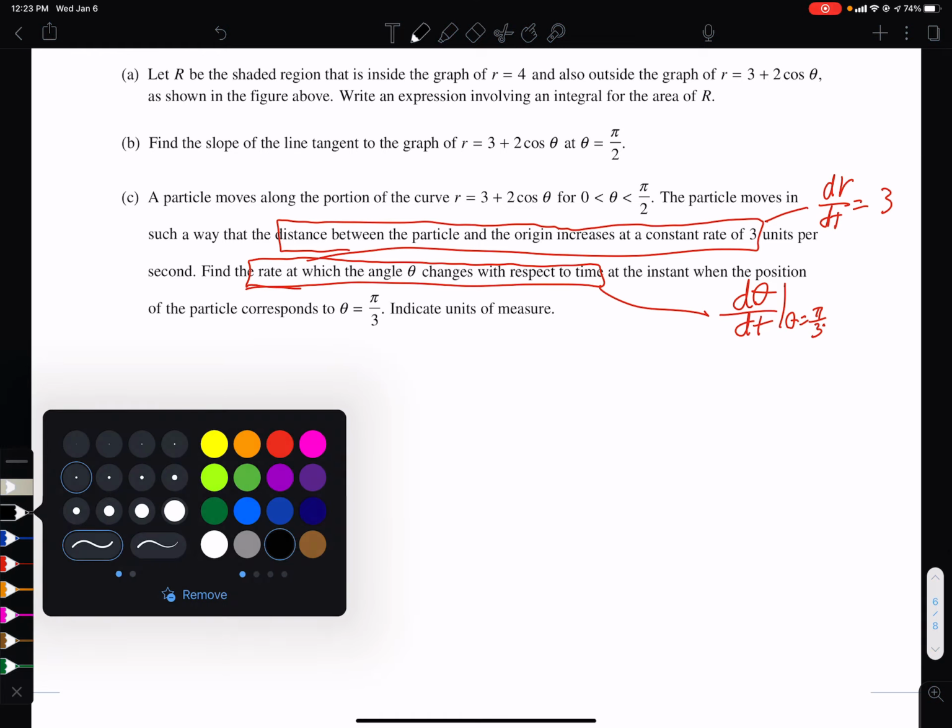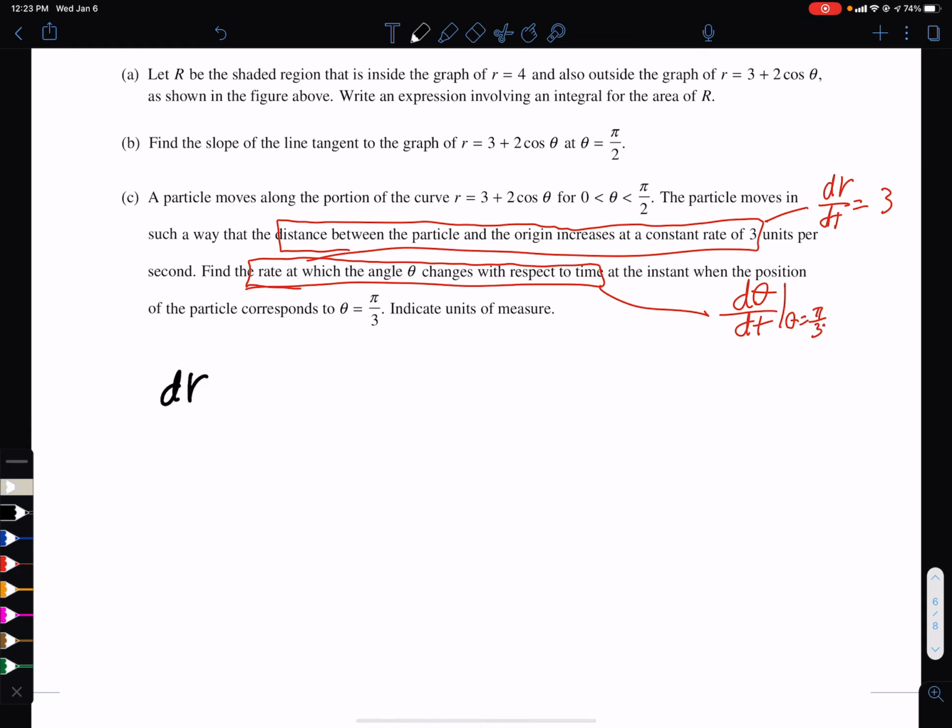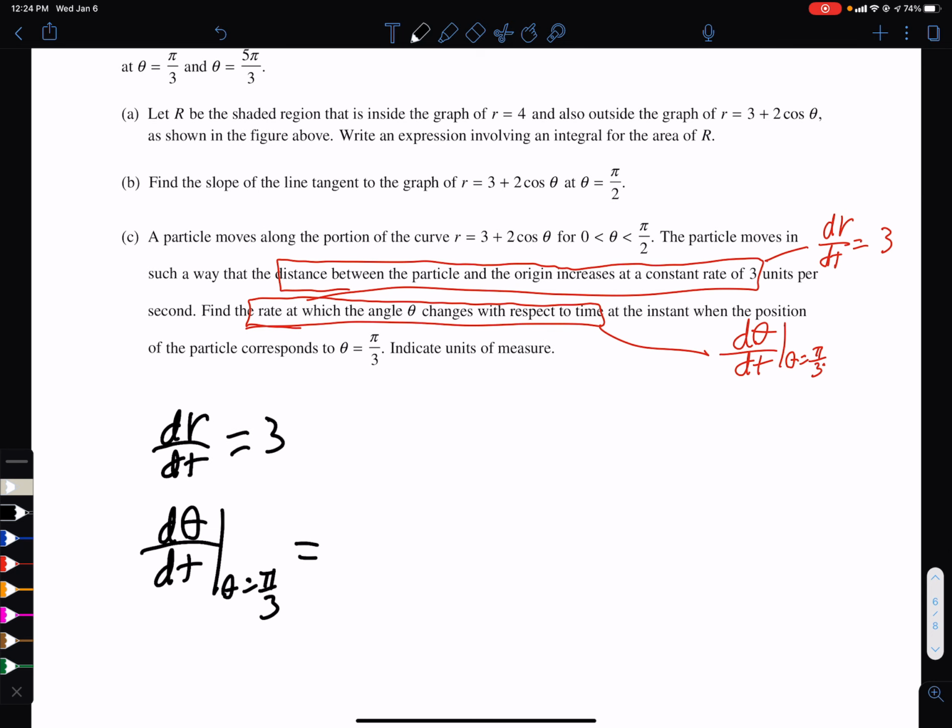Okay, so to summarize, what do we have? We have dr/dt. We're trying to find d theta/dt. All right, we have a problem. So we also have this: r equals 3 plus 2 cos theta.